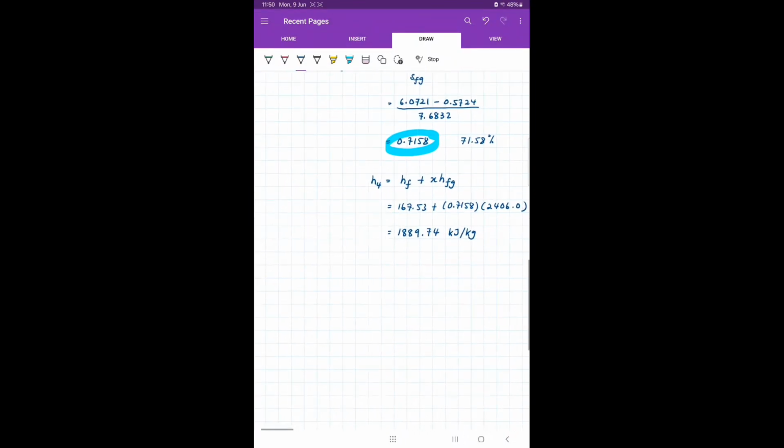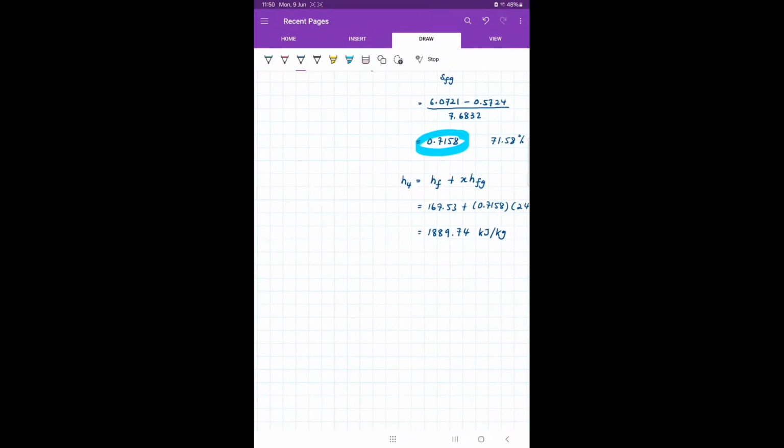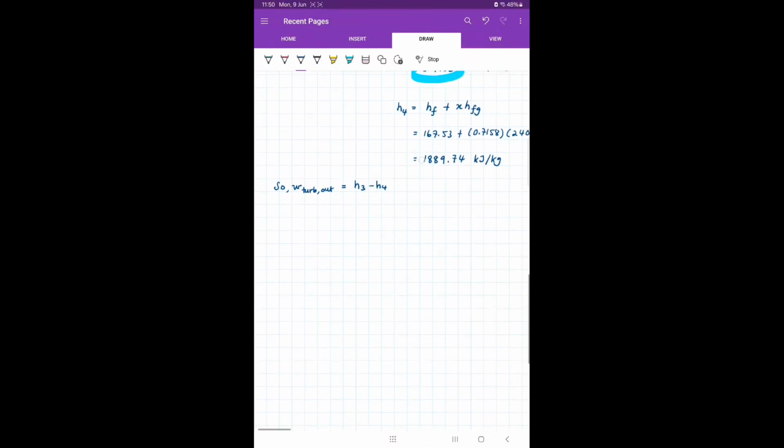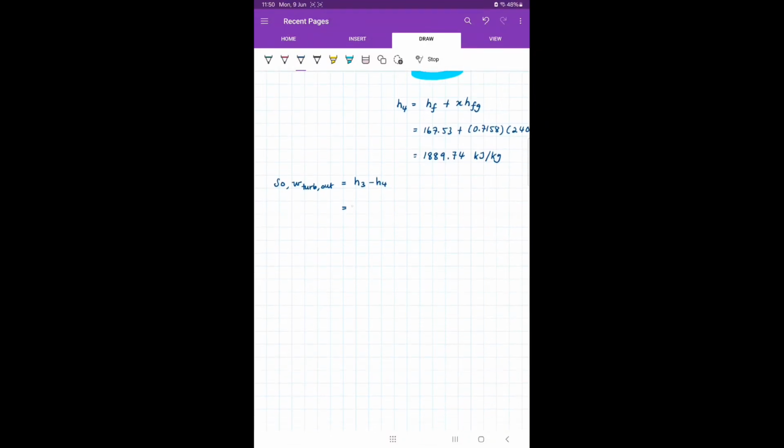Now we can proceed to calculate the work produced by the turbine. This is equal to H3 minus H4. So quickly put in all the values that we just determined.